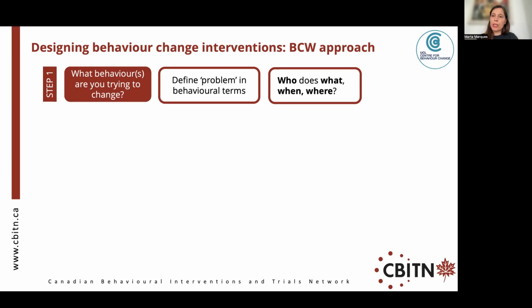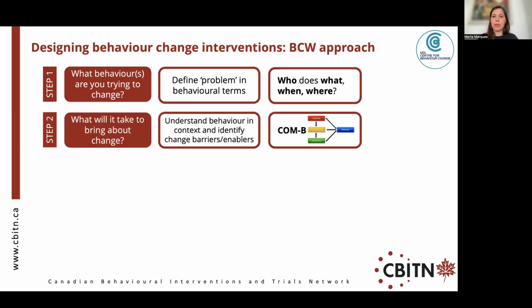And what the behavior change wheel tells us is that, to interconnect these different layers, we need to follow certain steps that will help us in developing the intervention and connecting things. There are 4 steps that are part of the behavior change wheel. The first step is identifying the behaviors that we're trying to change. This means defining the problem and the needs in behavioral terms. Who does what, when, and where? And I will explain each of these steps briefly.